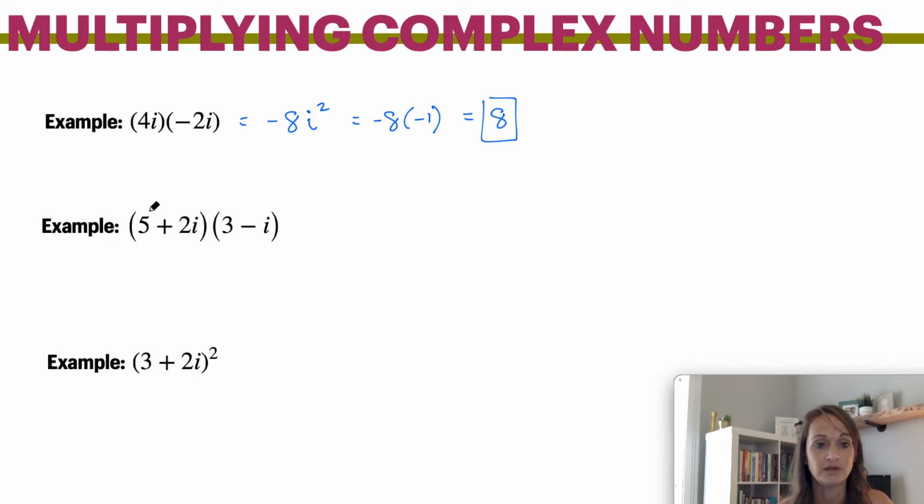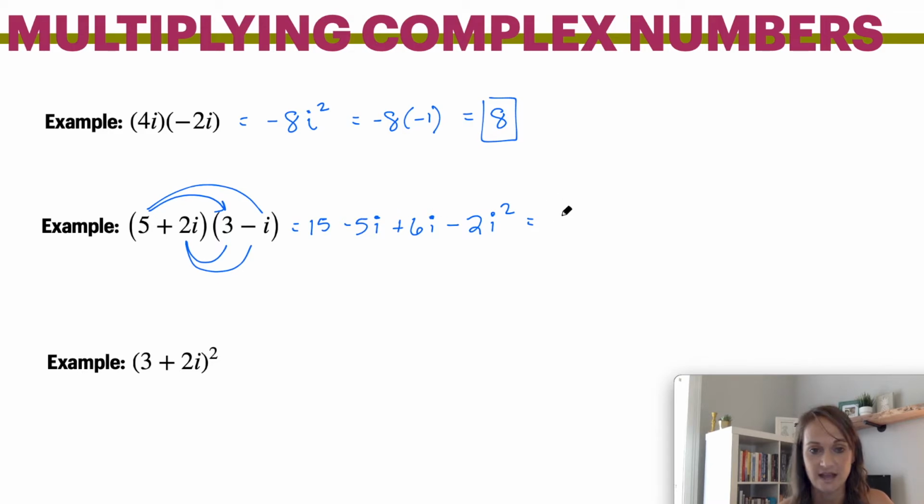In this case, you would FOIL. So 5 times 3 would give you 15. 5 times negative i would give you negative 5i. 2i times 3 would give you 6i. And then 2i times negative i would give you negative 2i squared. Combine like terms. Negative 5i and 6i give you a positive 1i. Now in this case, you need to simplify this part because we know that i squared is the number negative 1. Negative 2 times negative 1 gives you a positive 2. And so now you can combine 15 and 2 to get 17.